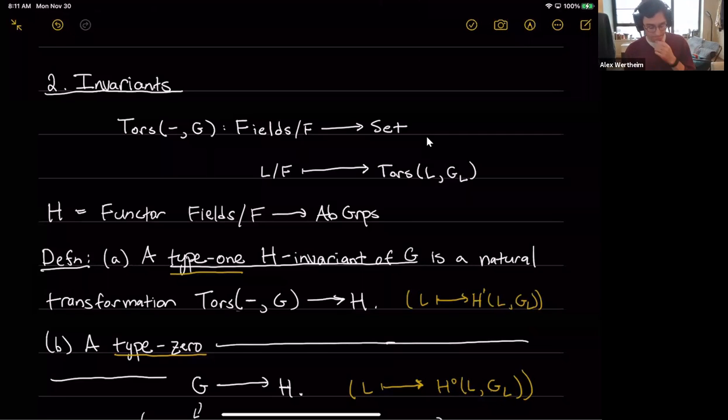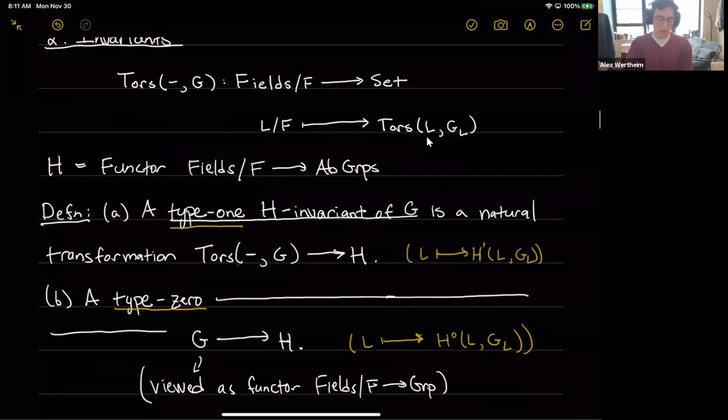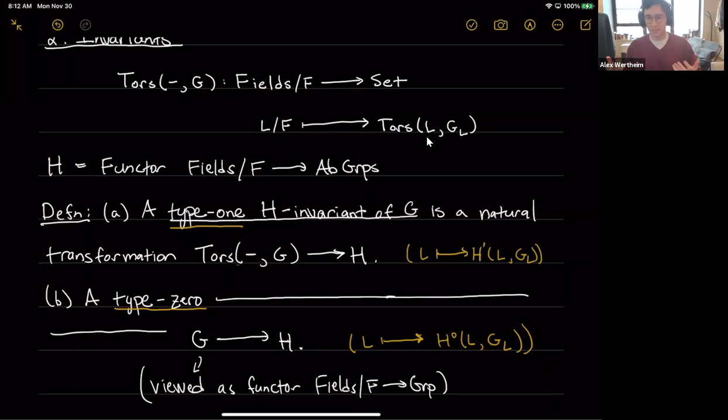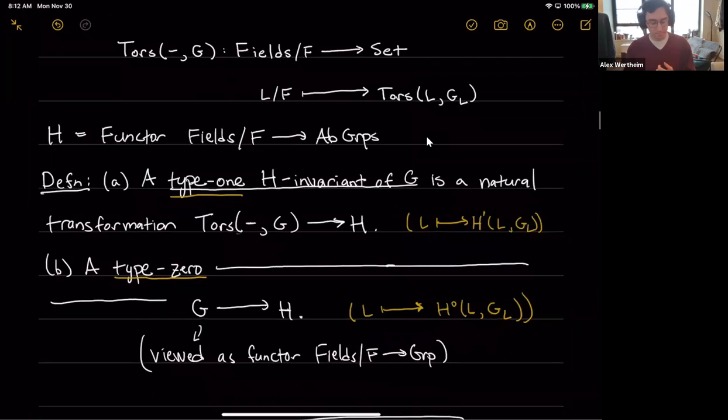So say we restrict our attention to torsors over the base field F. And so I'll define a functor Tors^1 G from fields over F to Set, which just sends a field extension L over F to the set of isomorphism classes of G_L-torsors over Spec L. And let H be any functor from fields over F to abelian groups. If we view H forgetfully as a functor to Set, then the Grothendieckian philosophy is that we can get information about the functor Tors^1 G by studying its morphisms to other functors. So one is led to the notion of an invariant.